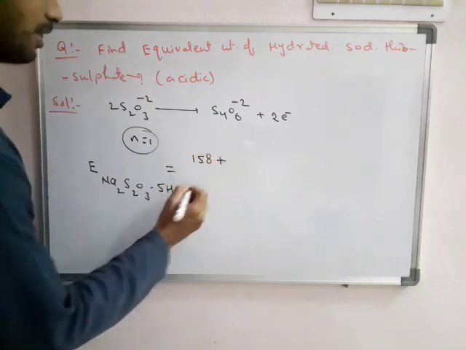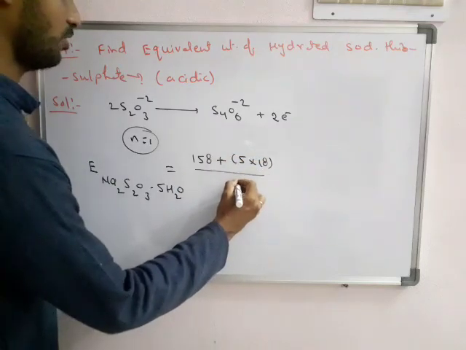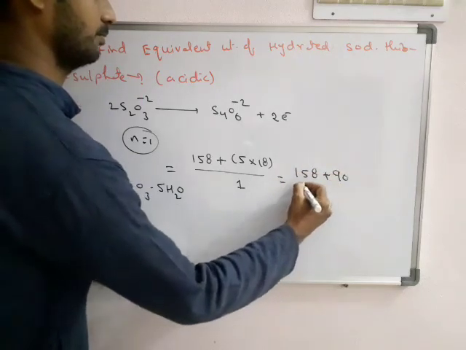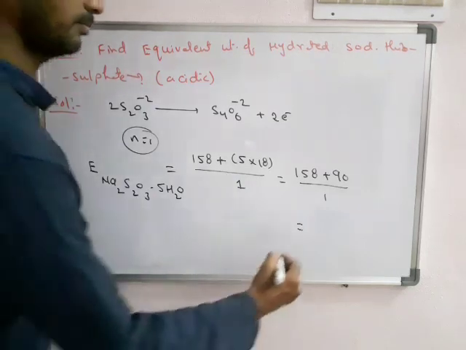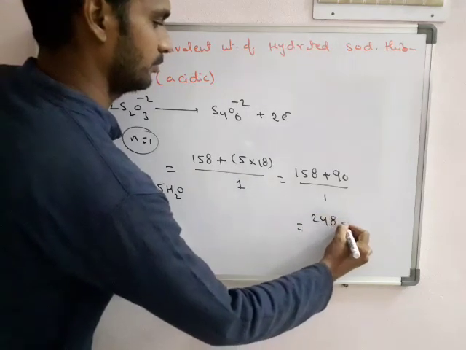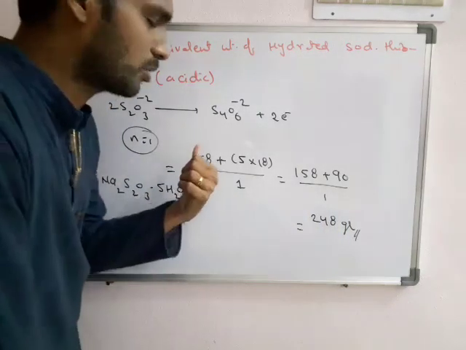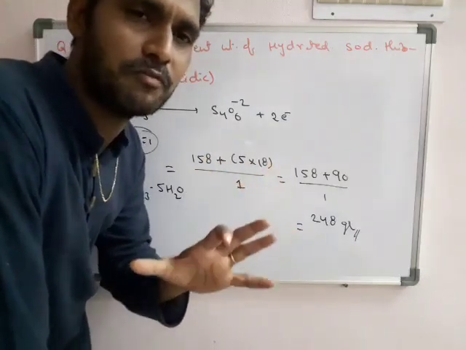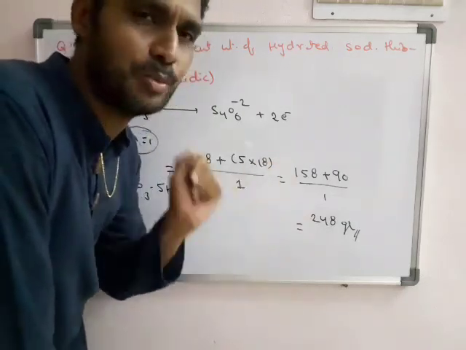So therefore molecular weight is 158, plus 5 water molecules, and n factor is only 1 electron, simple. So 198, so 140, 248. Means the number of electron calculation is the same, taking the specific ion, but if the total molecular equivalent weight is asked for a compound, its molecular weight should be taken in the numerator.